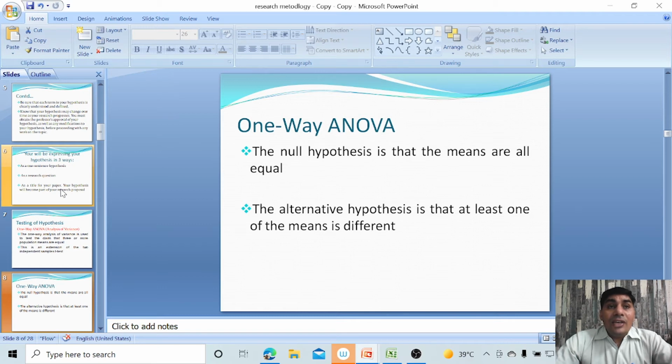In one way ANOVA, there is a null hypothesis, that means all the means are equal. The null hypothesis is that the means are all equal, and the alternate hypothesis is that at least one of the means is different. Right? The null hypothesis means all the three or more samples, three or more groups, have the same mean. The alternate is that at least one of them has a different mean.